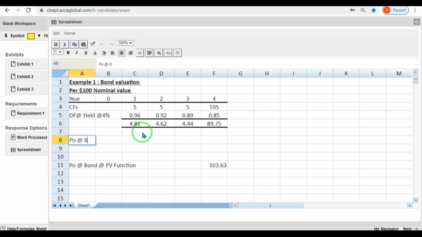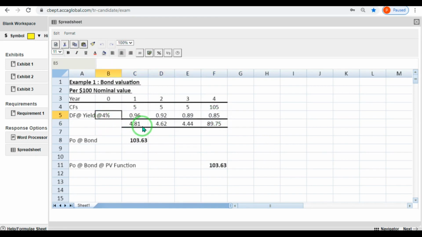The price of the bond. I'm not using the functionality. Let me write it here. It is equal to the sum of the present value of the future cash flows, which is going to be, put it into this manner, 103.63. Same answer.